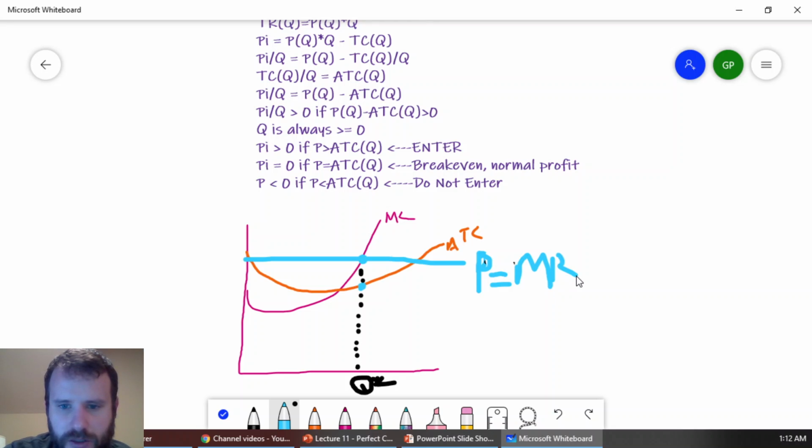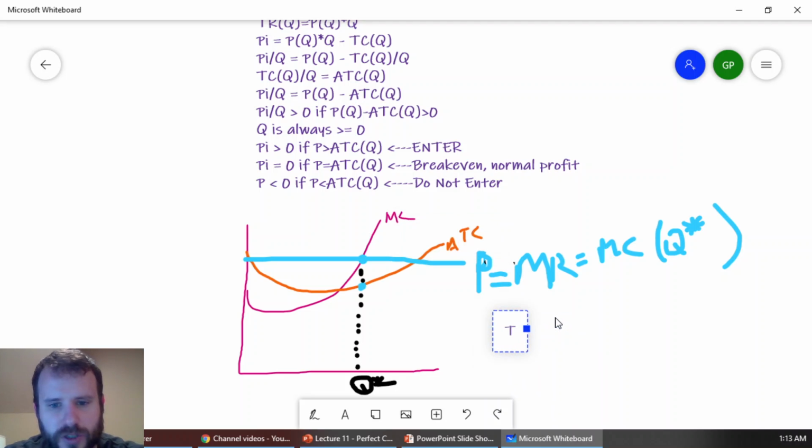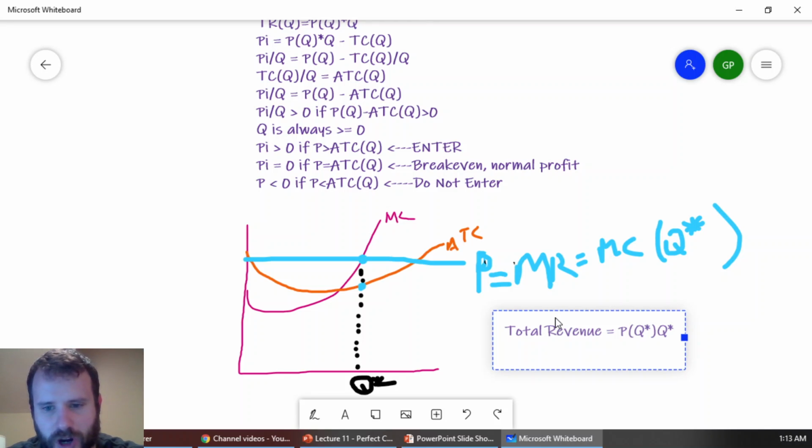P equals MR. So at Q star, P equals MR equals MC. Okay, so Q star is here. Okay, ATC of Q star. So total revenue is going to be P of Q star times Q star. I'm going to do X. P times Q. So that's P of Q star times Q star.